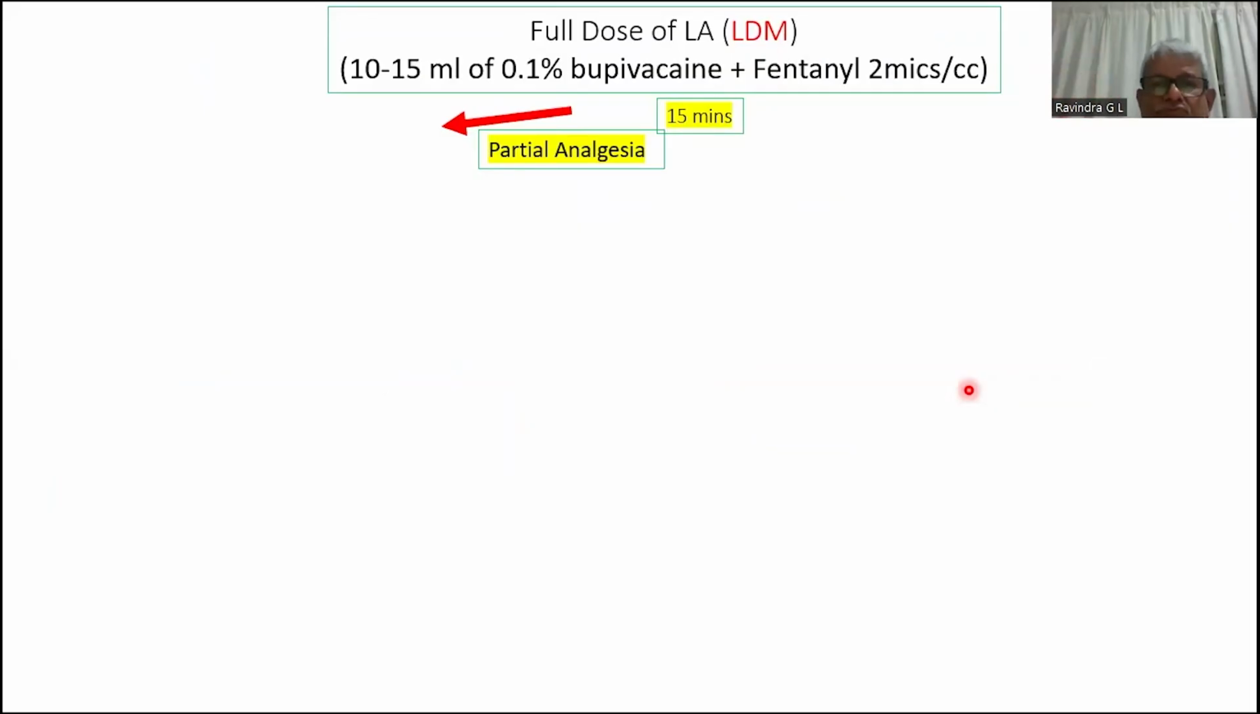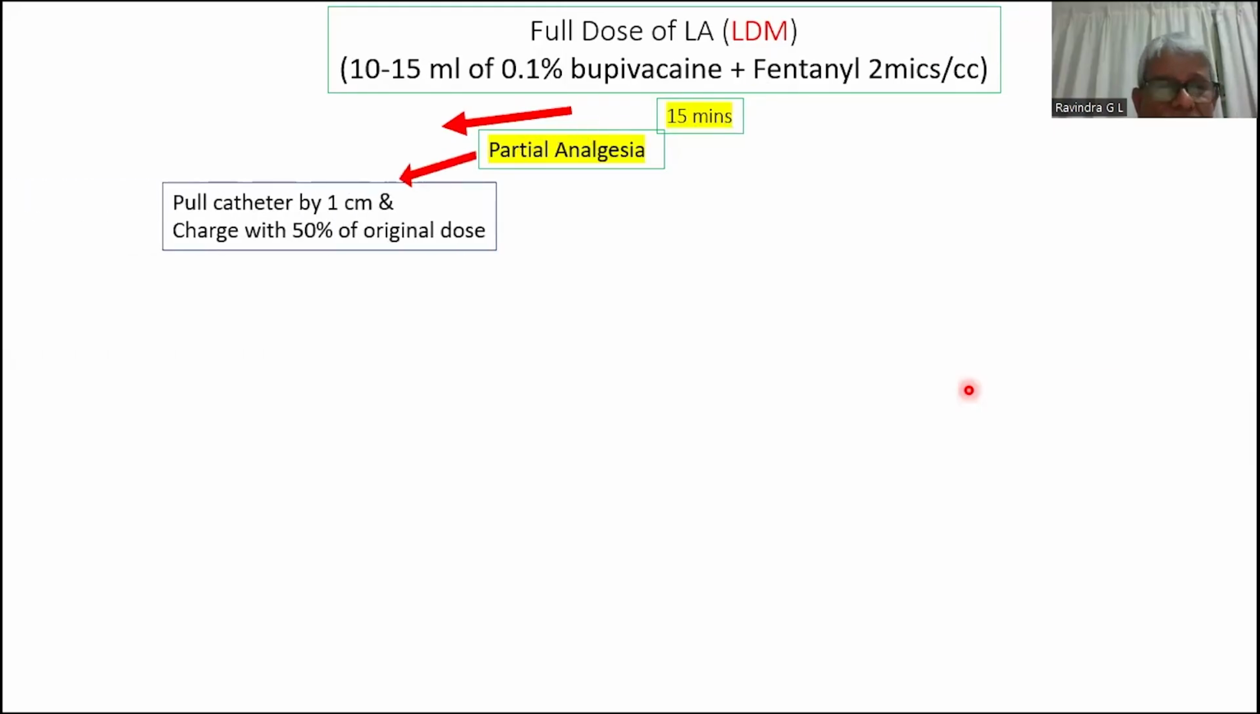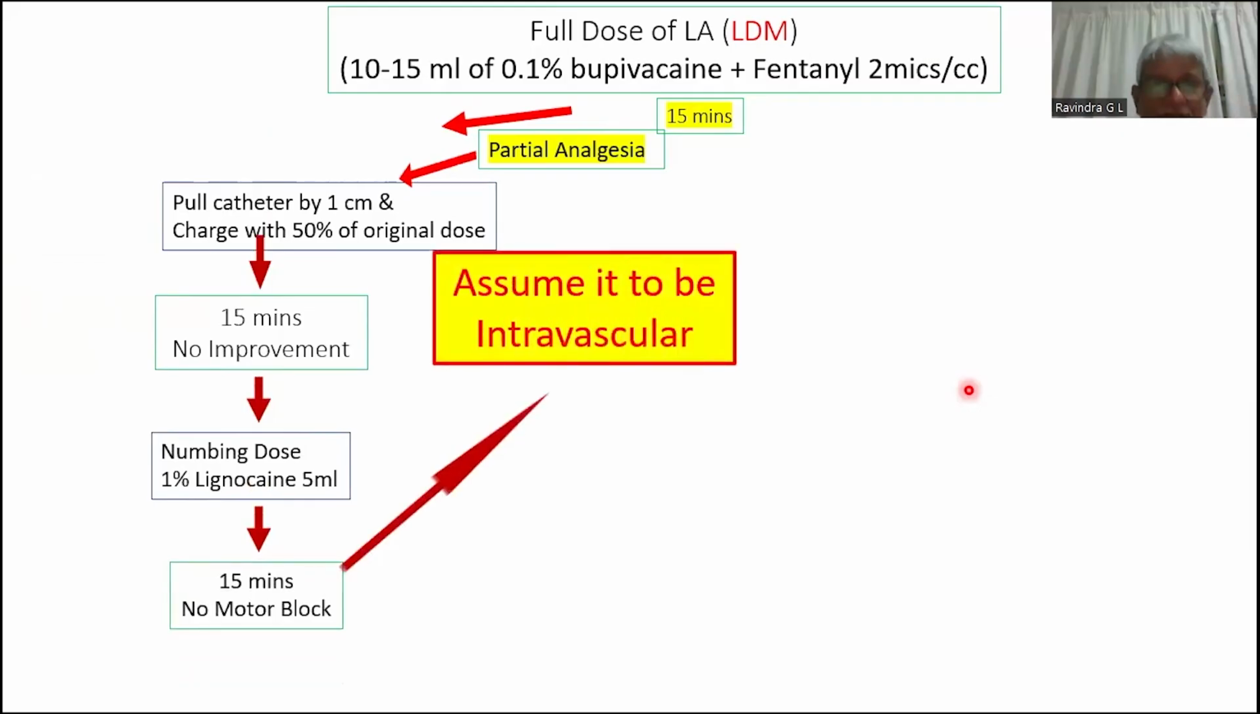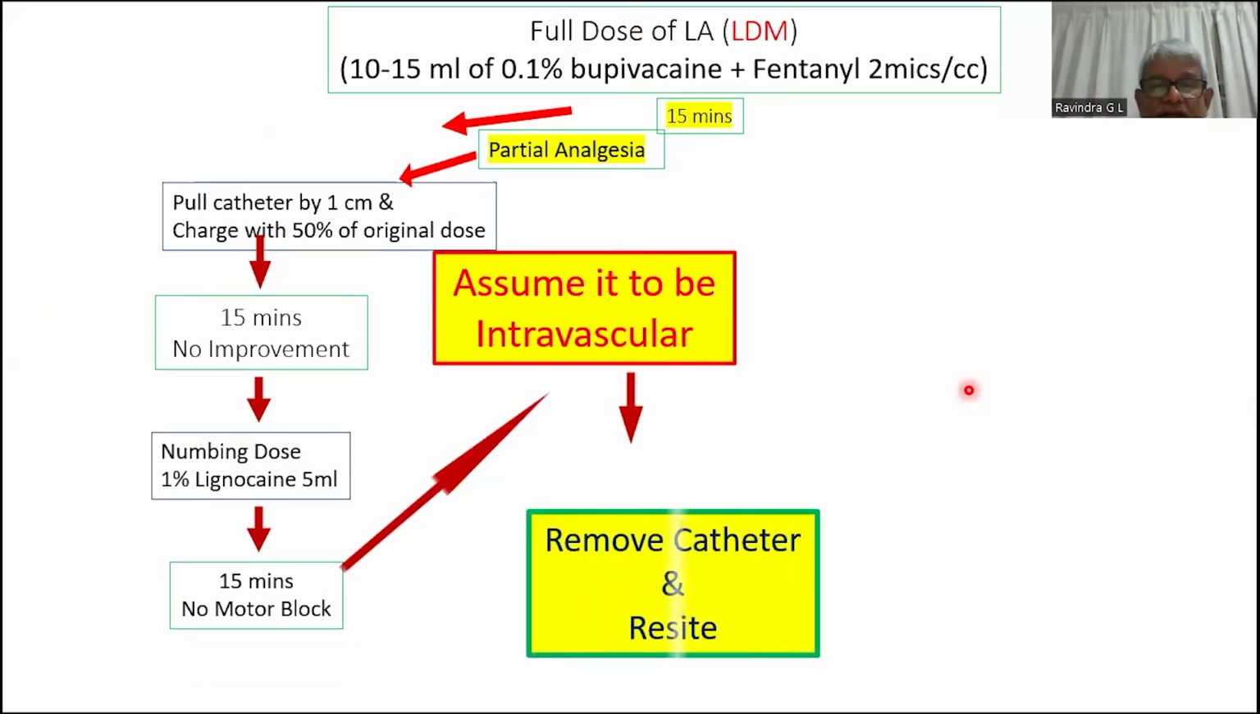no analgesia. Supposing there is partial analgesia after 15 minutes, you pull the catheter by 1 centimeter and charge with 50% of the original dose. Now, after 15 minutes, if there is no improvement, you give a numbing dose, that is 1% lignocaine, 5 ml, and within 15 minutes, if there is no motor block, you assume it to be intravascular. If there is motor block, it was epidural. But if there is no motor block at all, assume it to be intravascular, remove the catheter and resite. This is what we follow for partial analgesia.